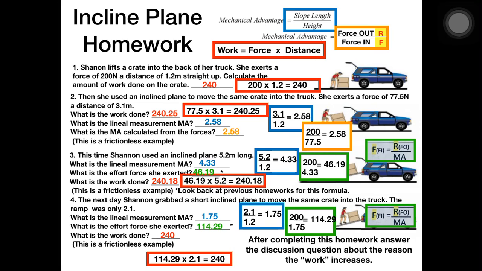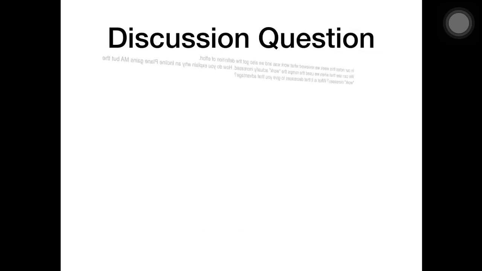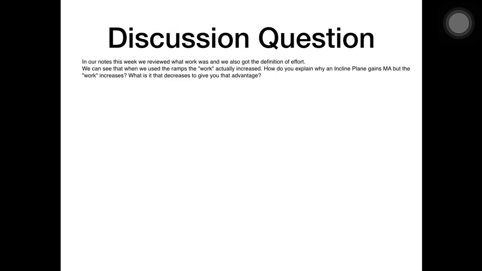Let's take a look now at our discussion question. In our notes this week, we reviewed what work was, and we also got the definition of effort. We can see that when we use the ramps, the work actually increased. How do you explain why an inclined plane gains mechanical advantage, but the work increases? What is the decrease that gives you that advantage?